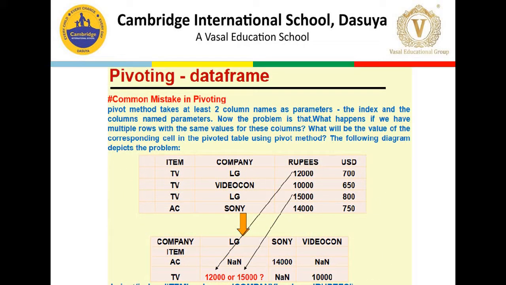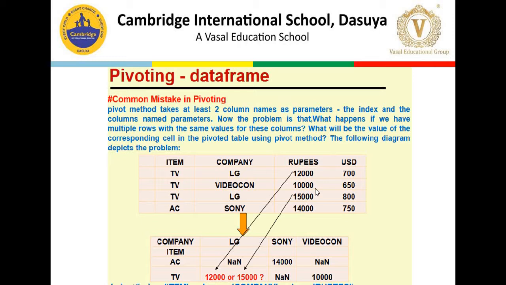Then we encountered a problem that you see here, that there is an LG TV available and there is one more LG TV available and they have different prices. Its price is 12,000 and the second one's price is 15,000. And when we pivot or condense this information, should the 12,000 appear here or the 15,000?